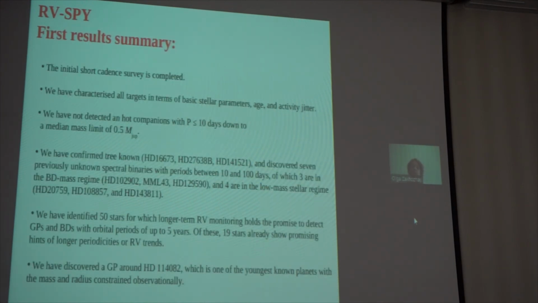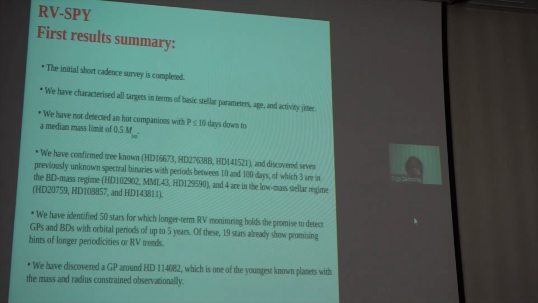And here I have a conclusion, a short summary of our survey. So the initial survey is completed. We have characterized all targets in terms of their stellar parameters and activity jitter. We have not detected a hot companion within a 10 day period, down to a median mass limit of 0.5 Jupiter masses. We have confirmed 3 known binaries and discovered 7 new unknown spectroscopic binaries with periods between 10 and 100 days. We prepared a paper about it, just some radial velocities are missing to characterize these systems.